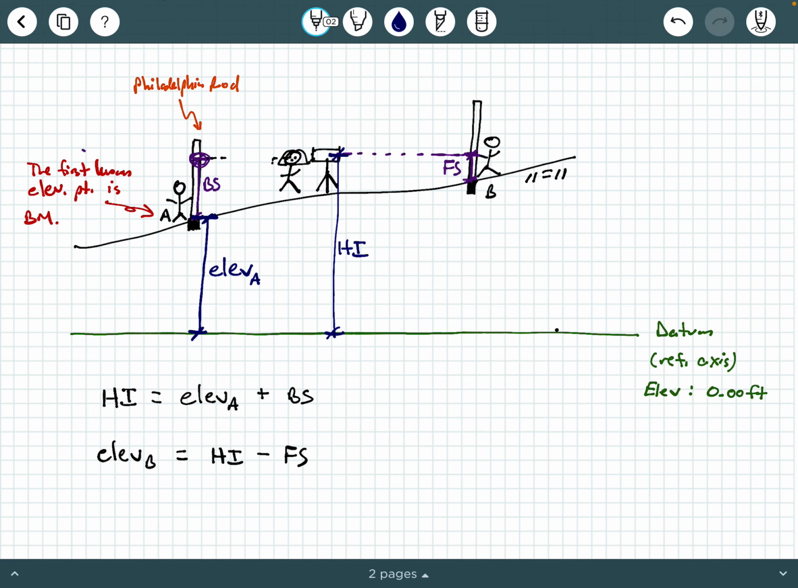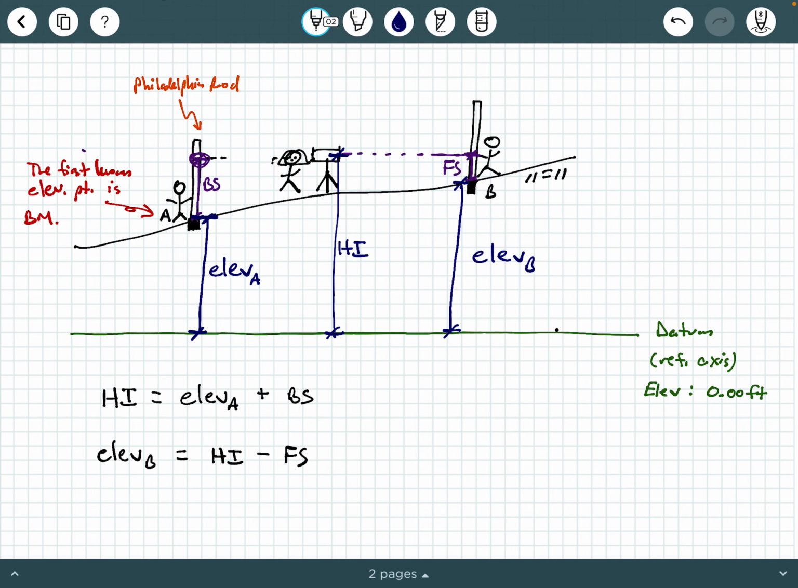So again, you can draw this geometrically and add and subtract accordingly to figure out what these values are. Then to finally get the elevation of point B, which is this dimension line right here, it's the distance from the datum to point B, we take the height of the instrument and we minus the foresight. So you take this full height of the instrument, HI, and you say minus foresight, minus this little distance here, and guess what you're left with? You're left with ELEV of point B, okay?